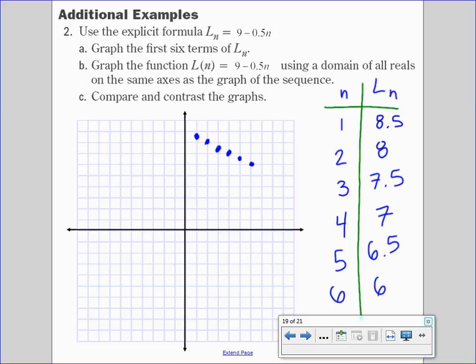It's disconnected points. Let's now contrast that with L of n. That is the continuous function using the domain of all reals, and we'll do it on the same axis. In the continuous function L of n, I can use the y-intercept as the first point, 0, 9, and plot that. I'll now use my slope, negative 0.5, to count out my rise over run and get additional points on the relationship. It looks like I go down a half unit for every one that I go over, and by golly, that's going to fall right on top of my sequence value.